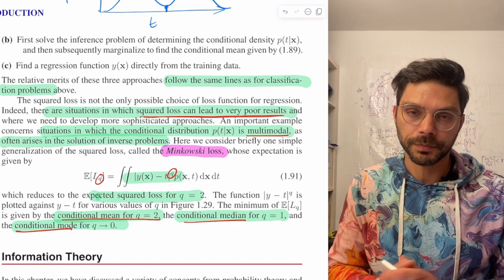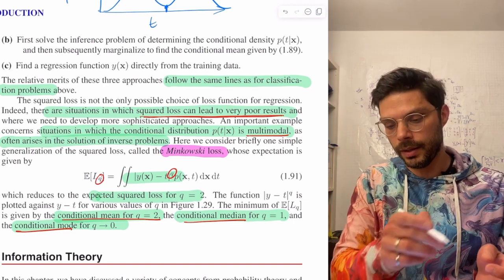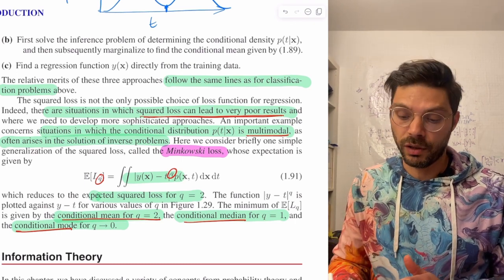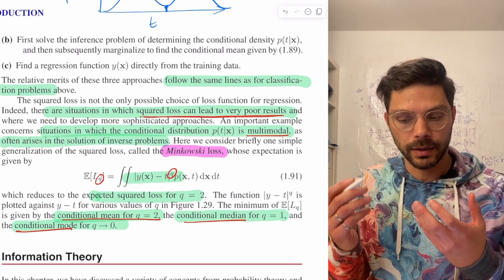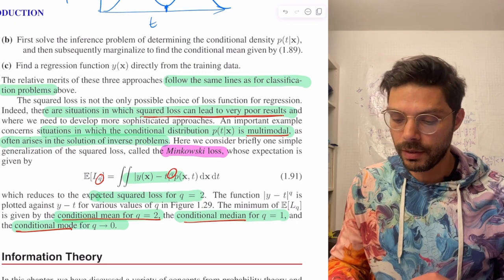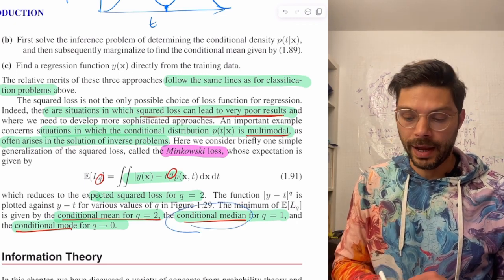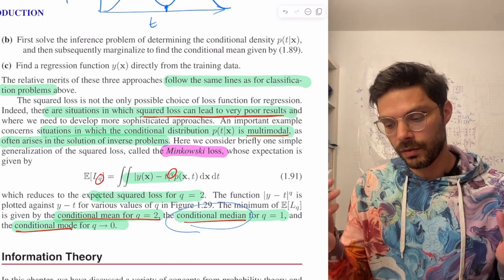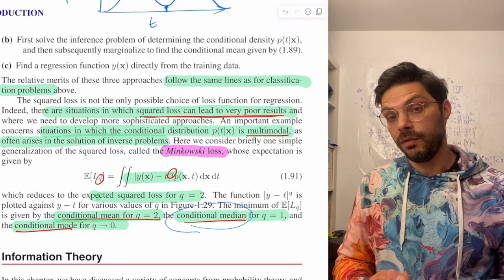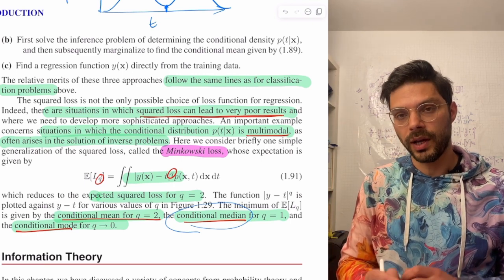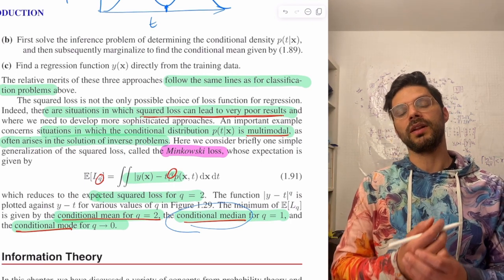And it turns out, despite the non-differentiability that it has at its center, you can still figure out the regression function, you can find it in closed form, and it is the conditional median. So that's kind of a cool result. And then if you set q smaller and smaller, even below 1, then as q goes to 0, you get the conditional mode. So this becomes kind of the most likely value.